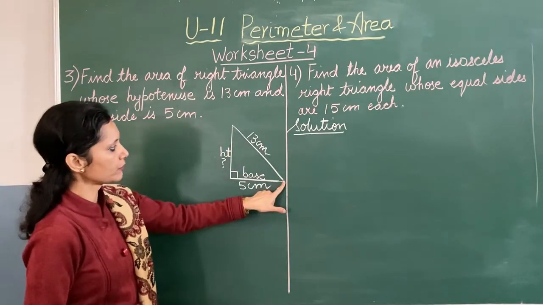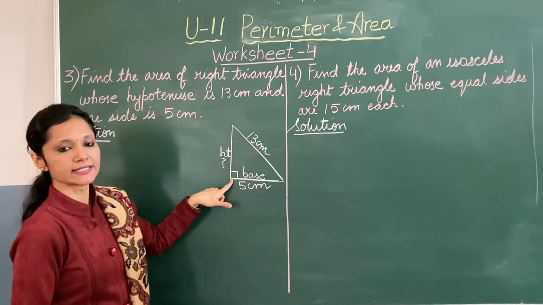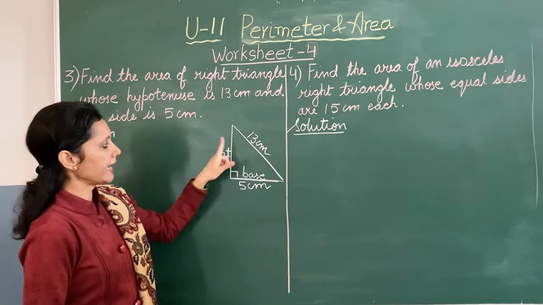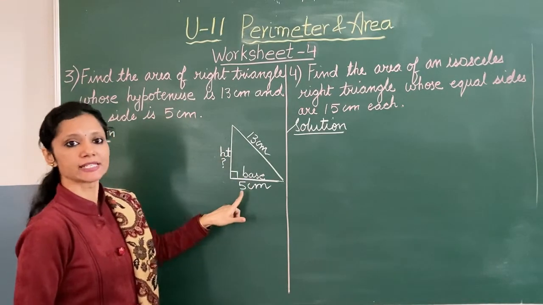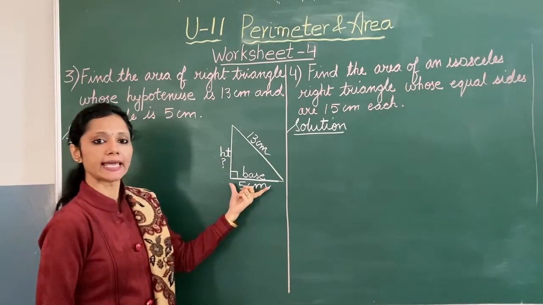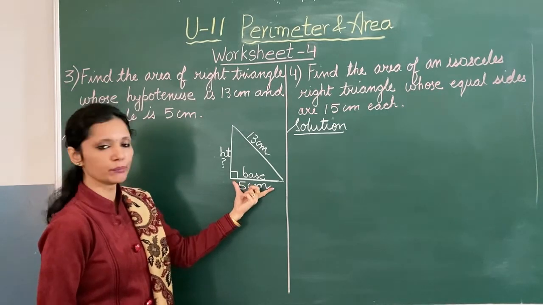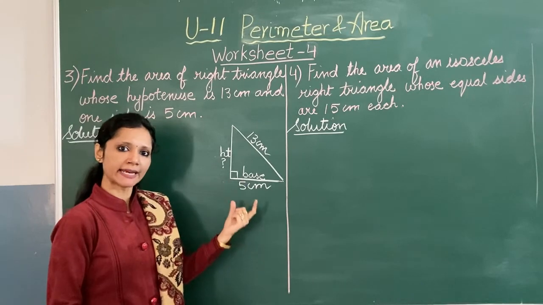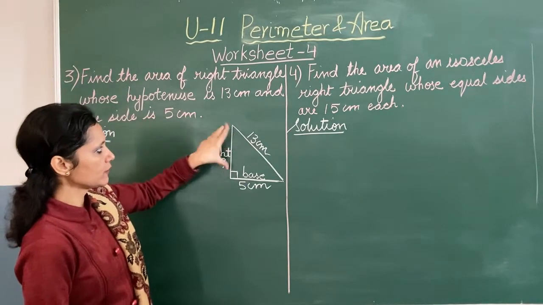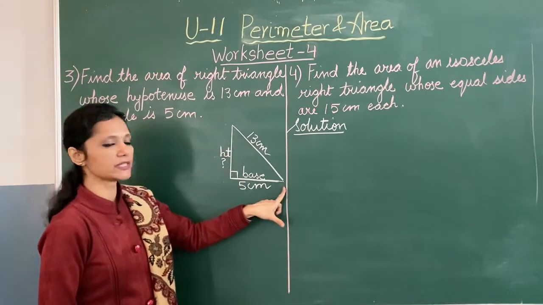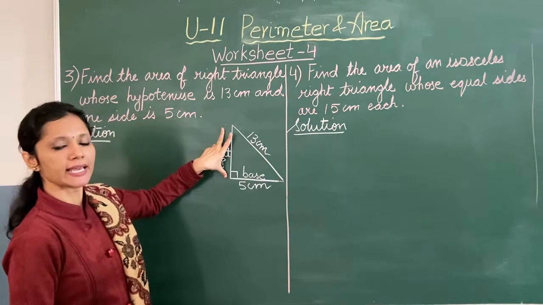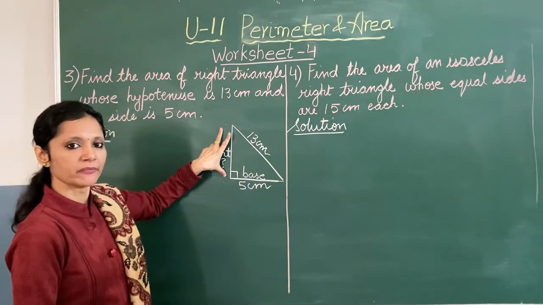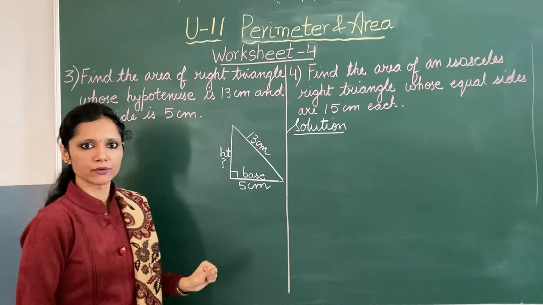So this is the hypotenuse, the side opposite to the 90-degree angle, and one of the other two sides is 5 centimeters. You can take any side as 5 centimeters, either the base or this perpendicular. Now in a right angle triangle, this side which makes an angle of 90 degrees with the base is the perpendicular, and this is also the height. Why? Because height is always the perpendicular distance.